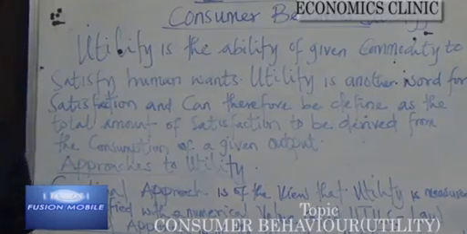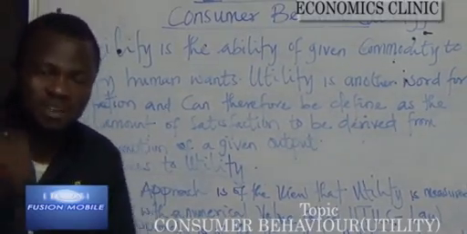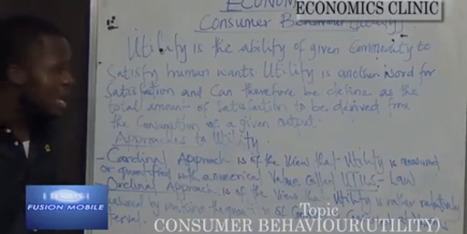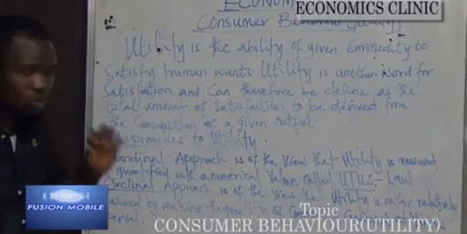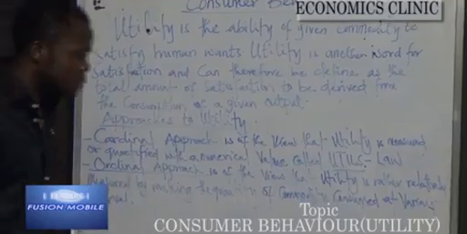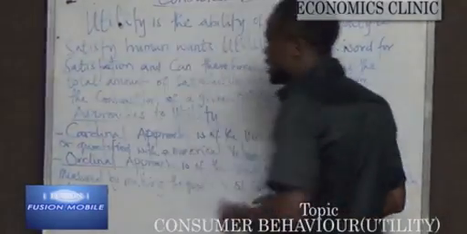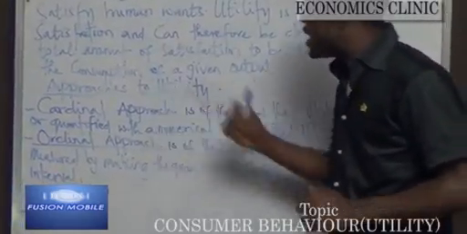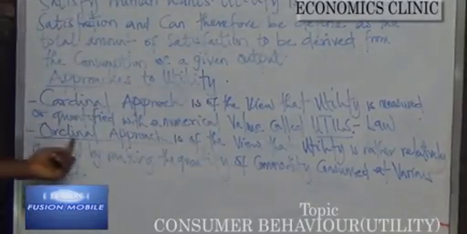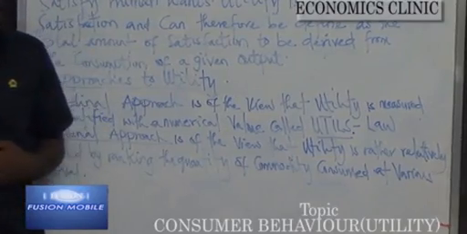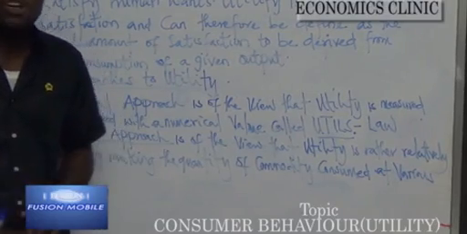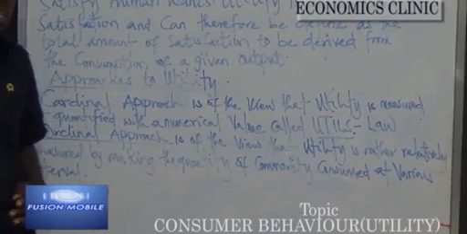For a consumer to determine the amount of satisfaction it derives from a commodity consumed, it needs to measure. And these are some of the approaches to utility to measure the amount of satisfaction. The cardinal approach. Now there are two types anyway. We have the cardinal approach and the ordinal approach. The cardinal approach is of the view that utility is measured or quantified with a numerical value called utils. And this approach can better be explained under the law of diminishing marginal utility.